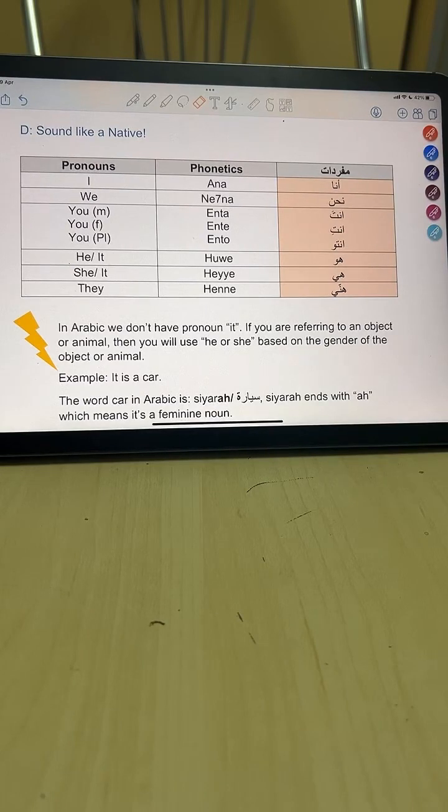So, ana, I. Enta, you, masculine. Ente, you, feminine. Ento, you, plural. And then, huwe, he. We don't have it in Arabic. It's she, henne, they, and nehna is we. So everything that has it or something in Arabic has a gender. Sayara is a car. So we say, hey, di sayara, or hey, sayara. We don't have a neutral thing to use.